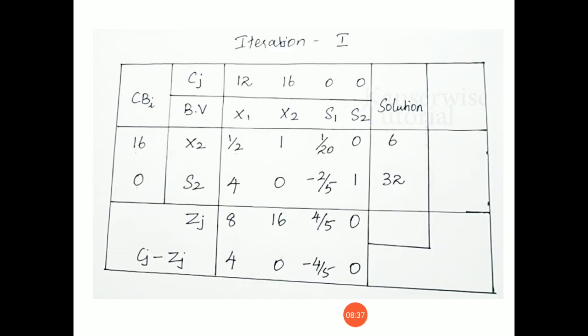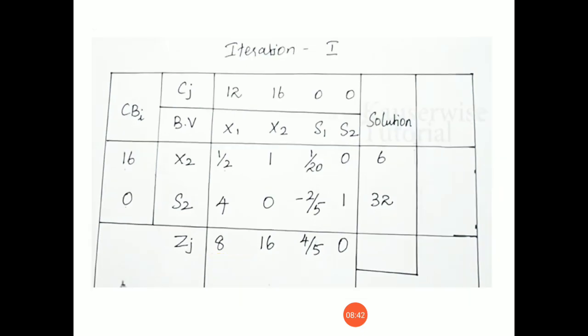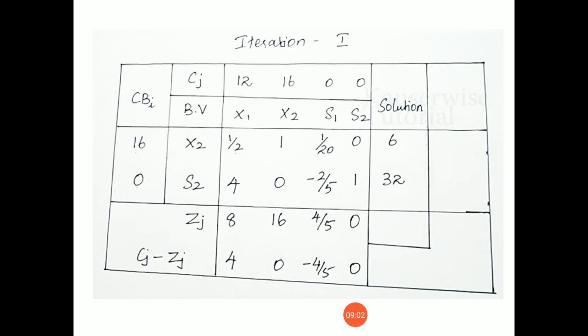Now the next step is finding the Cj minus Zj row. So till now we have found Zj. Now we will be finding Cj minus Zj. Cj, we have already shown you in the very first row, that is the coefficients of the objective function, that is 12, 16, 0, 0, minus Zj. So for finding the first element of Cj minus Zj, it will be equal to 12 minus 8, which is equal to 4. The second element of Cj minus Zj is 16 minus 16, which is equal to 0.